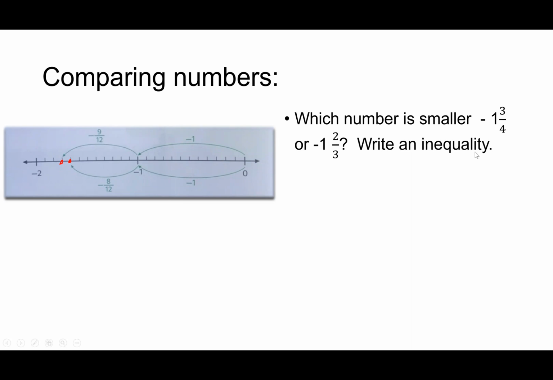Which is smaller, -1 3/4 or -1 2/3? So think about which one is going to be farthest from 0. You got to think about that 2/3 versus 3/4. Go ahead and write an inequality in your notes there. And then raise your hand. Tell me how you wrote it. Then raise your hand once you're ready.